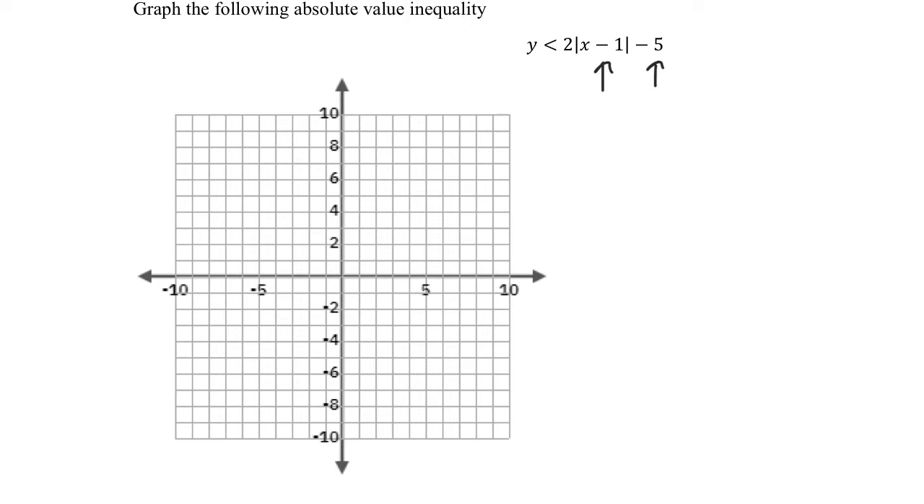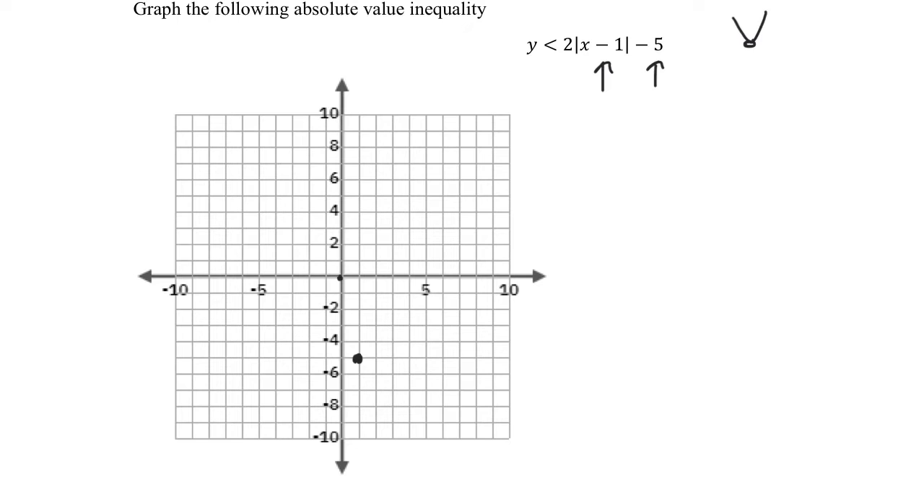So this -1 is going to move my vertex, which is that bottom point or the highest point, to the right 1 unit, and this -5 on the outside is going to move it down 5 units. Normally it's here at 0, 0. So I'm going to move right 1 unit and down 5 units. So my new vertex is here at 1, -5.